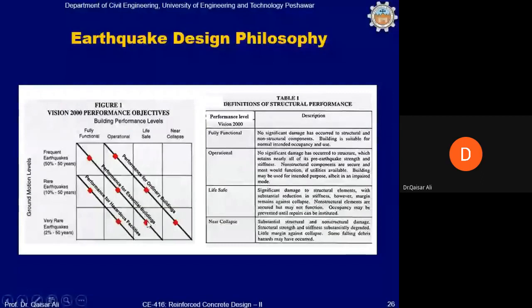So the nuclear power plants shall remain operational when they are hit by very rare earthquakes, but the essential building shall remain at life safety level, which means they can be repaired and restored to their pre-damaged state. However, the performance for ordinary buildings will be such that when they are hit by very rare earthquakes, they'll be at near collapse level, which means it will not be restorable and they will be demolished. So with this design philosophy, we design our structures so that the structures are economically designed.